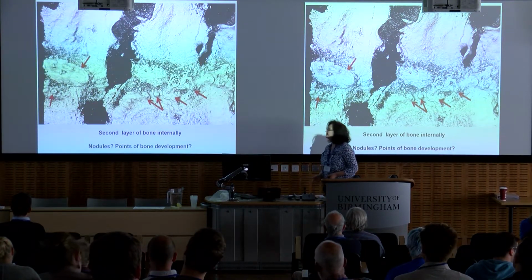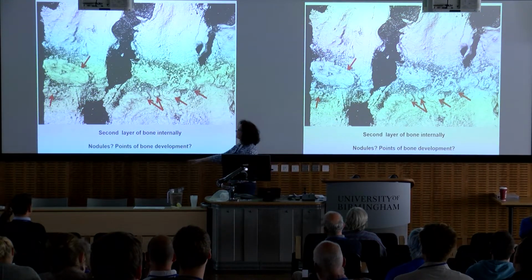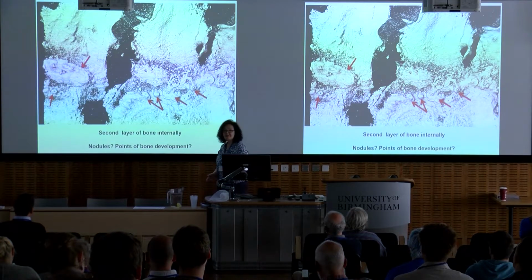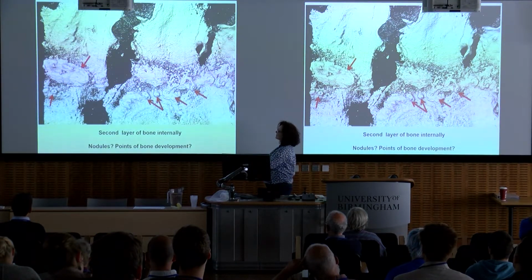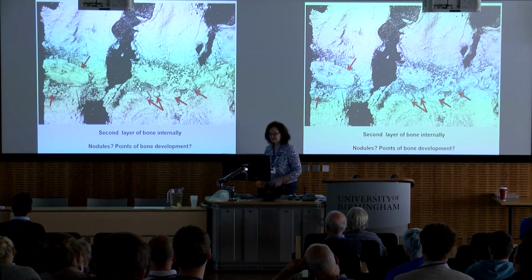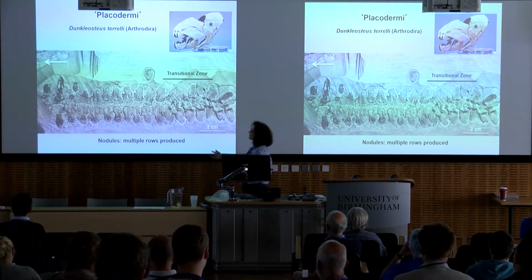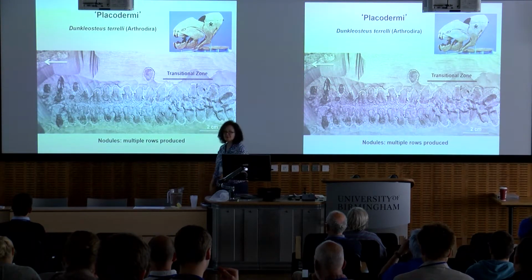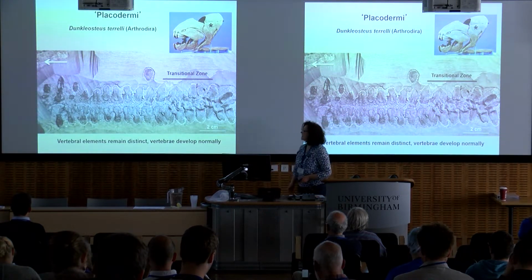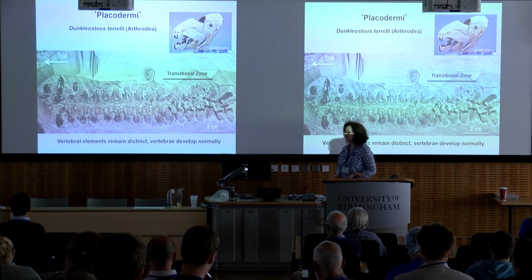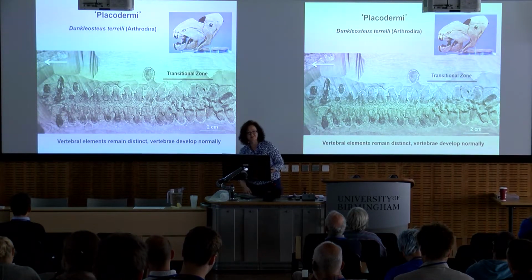Internal to that first layer of bone, we have a second layer of bone developing. It seems to begin at these nodules. Now, these may be points of development of the bone. So here we have some nodules and some bone developing around them. And these nodules are quite interesting because as we go into the synarcual, they form quite distinct multiple rows between those flattened vertebrae. But again, as in Gaurolepis, as in the ptyctodonts, these vertebral elements very clearly remain distinct within the synarcual.